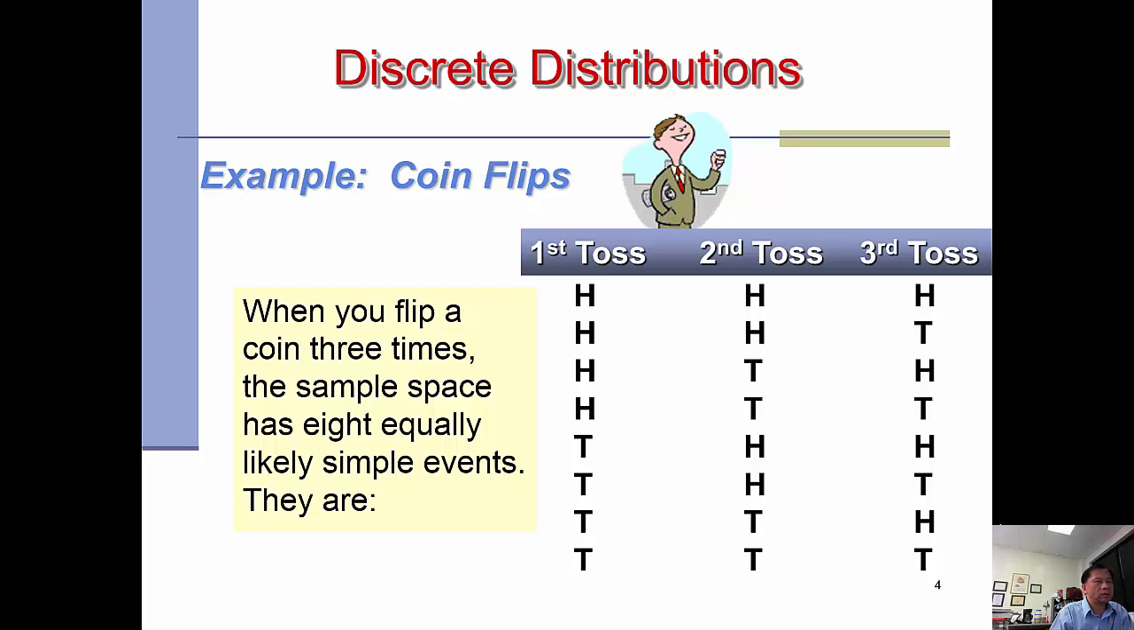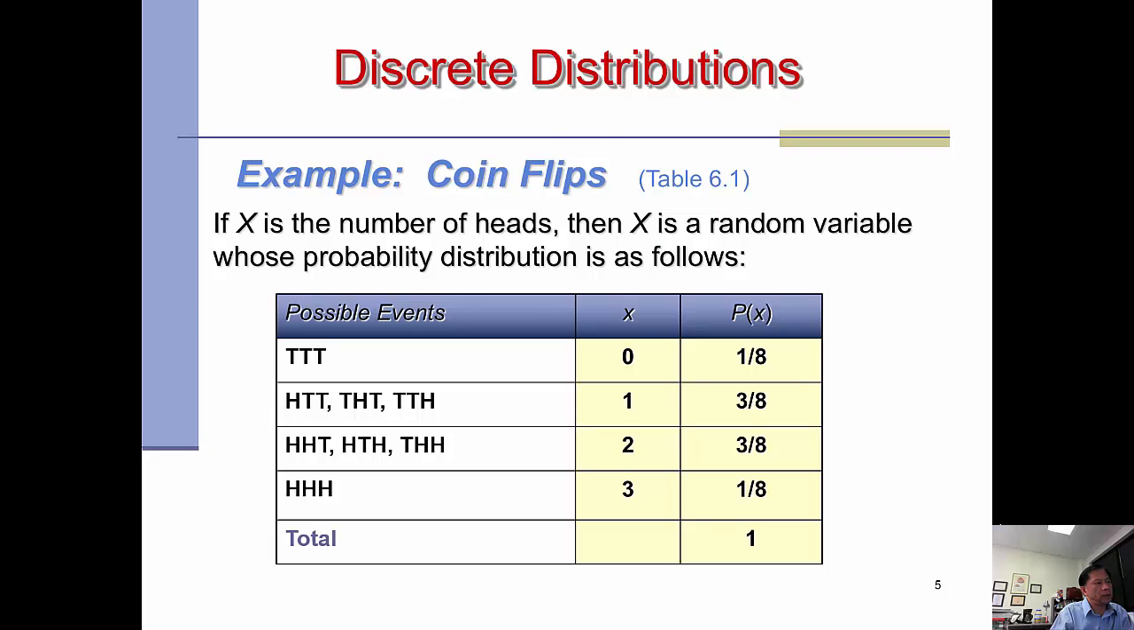Now, what is the probability? What's the chance of getting 1 head, or 2 heads, or 3 heads? Right? We can count them. Now, if x is the number of heads, then x is a random variable, whose probability distribution is as follows in this table here.